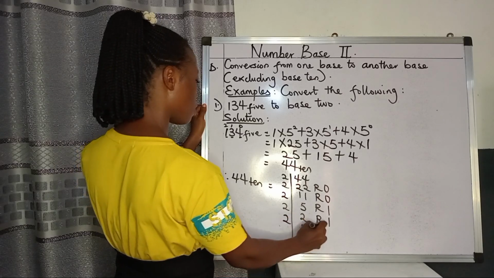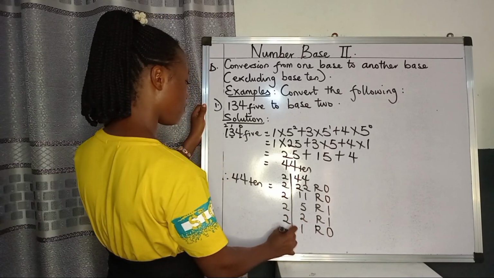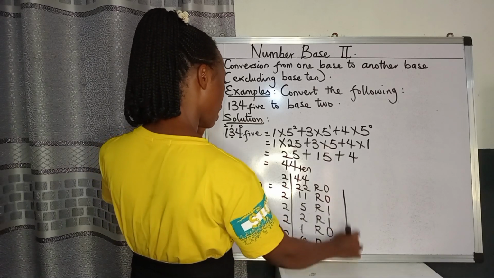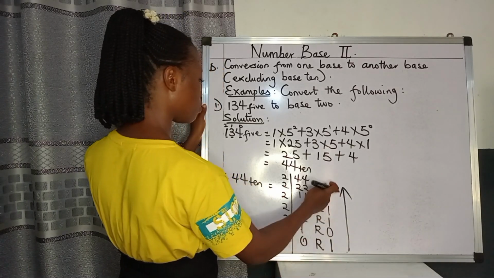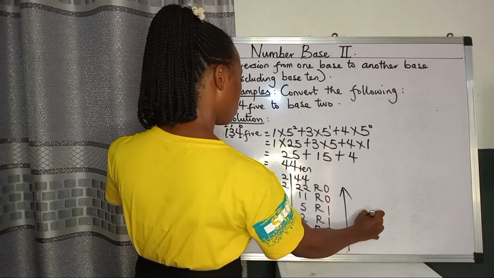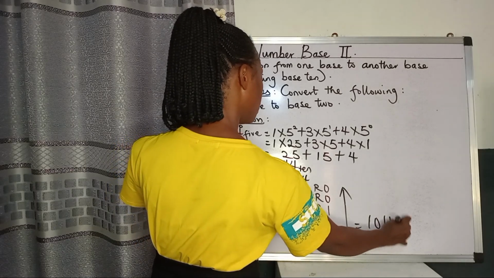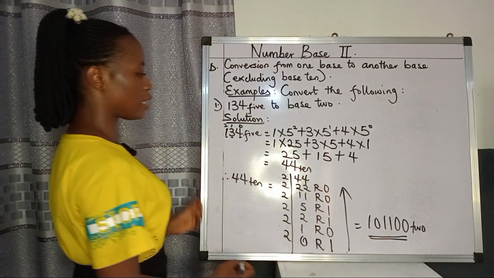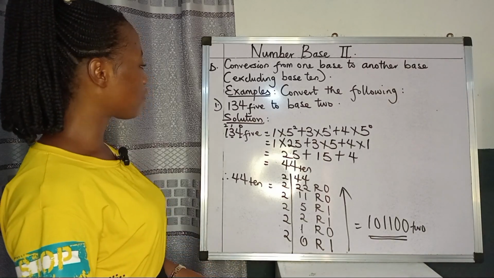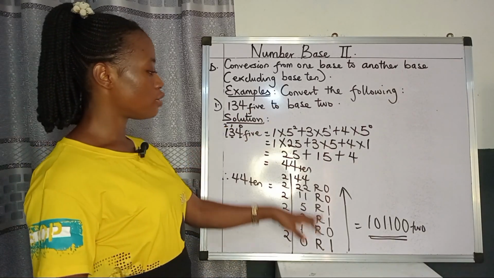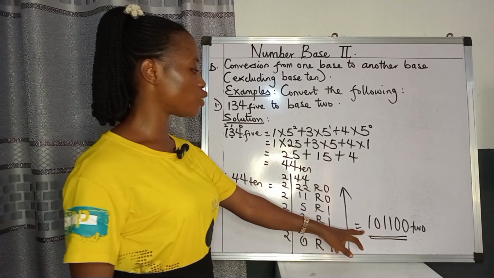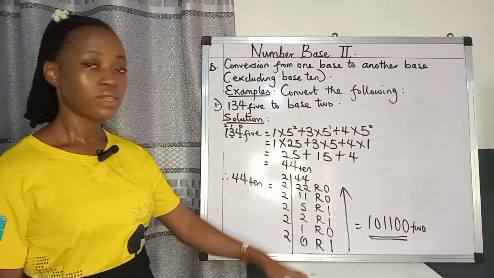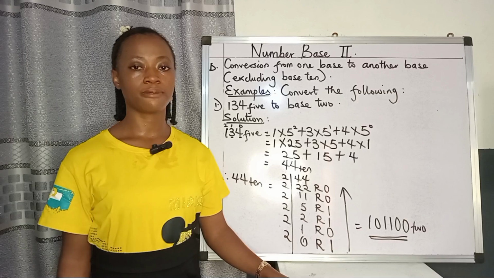2 into 1, remainder 0. And finally, 2 here, 0. Then you bring 1 to the other side. And my answer goes all the way from down to up. So I'm going to have 1, 0, 1, 1, 0, 0, base 2. Now, this is my answer in base 2. So finally, I've converted from base 5 to a number in base 2, and I got 1, 0, 1, 1, 0, 0, base 2. Let's look at another example, class.